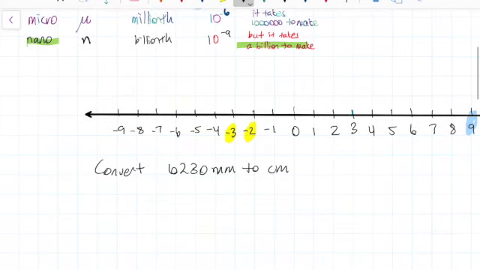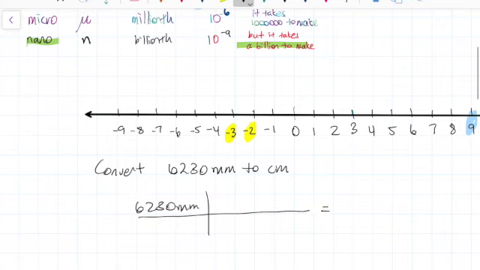Okay, and as usual, we're going to put down our given, and we're going to put down where we're going. Once again, if I have milli here, I'm going to place milli here, and I'm headed to centimeters. That's what I want. Remember, this will cancel with this. I'm left with what I want.